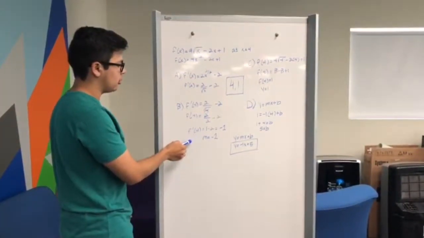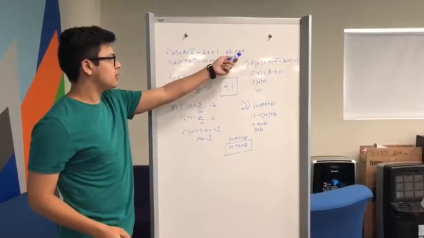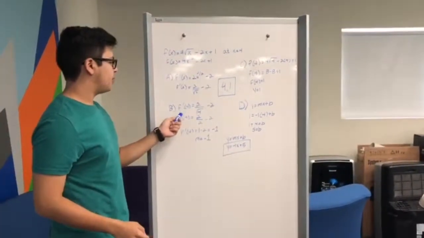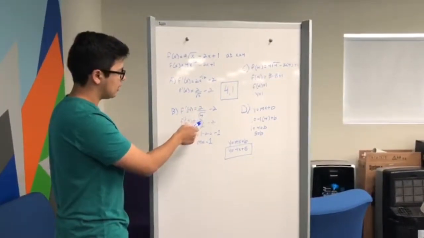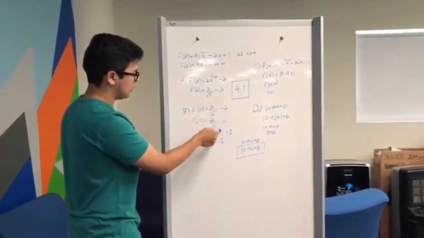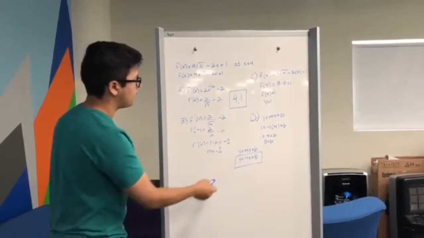Next, you have to find the slope, and to find the slope, we had to substitute the 4 in the f prime. So we substitute the 4 into the square root of x, and then we simplify and solve, and we get the slope of -1.